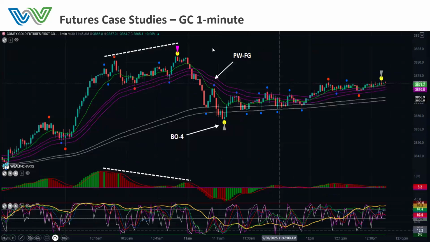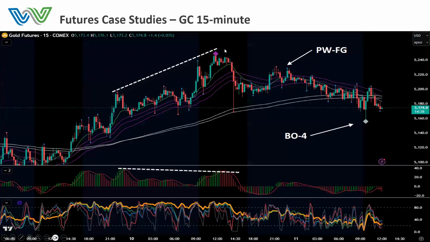Gold. The 1 minute, same thing. Move down. Price to wave, fill the gap. And then the market reluctantly moves higher on this day. This is a while ago, like I said, at the end of last year. And then this is a 15-minute chart. So same story, just the patterns. The patterns are going to repeat themselves.